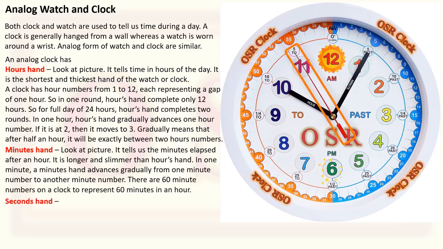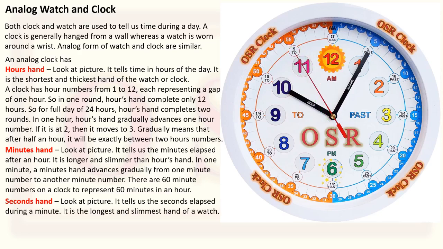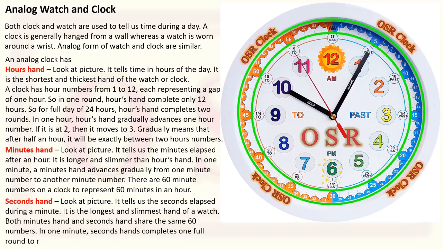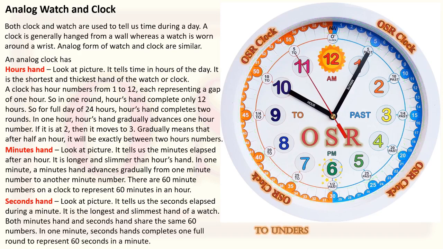Seconds hand. Look at the picture. It tells us the seconds elapsed during a minute. It is the longest and slimmest hand of a watch. Both the minutes hand and seconds hand share the same 60 numbers. In 1 minute, the seconds hand completes one full round to represent 60 seconds in a minute. To understand the concepts completely, please replay the video.